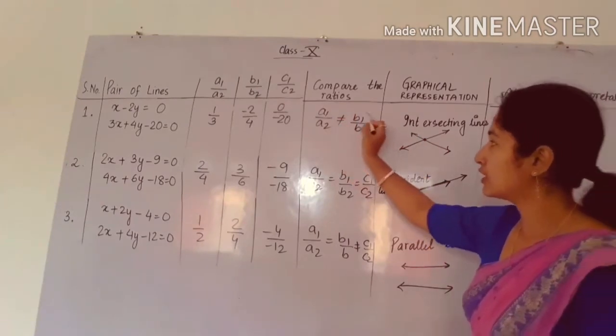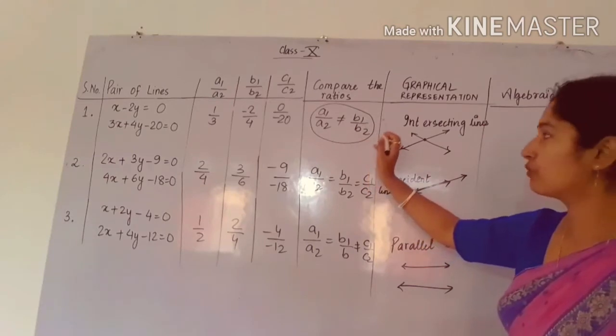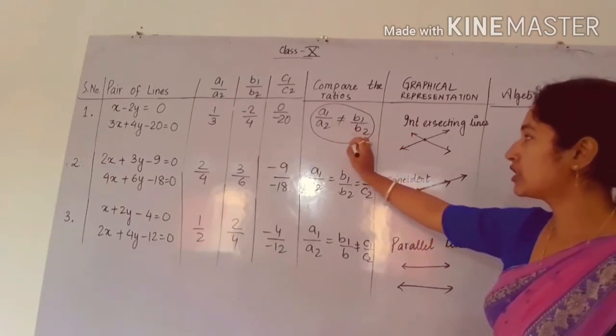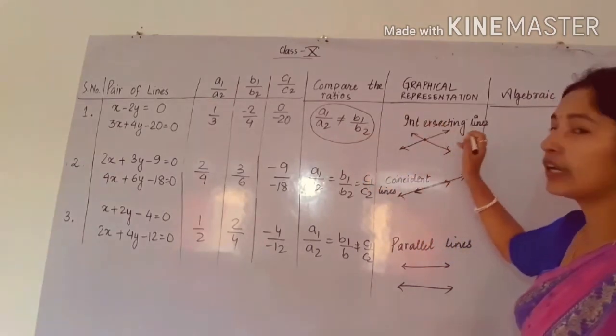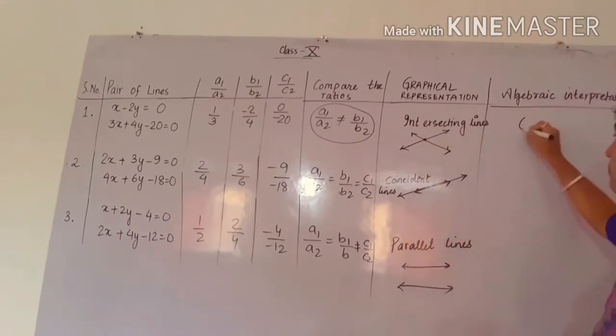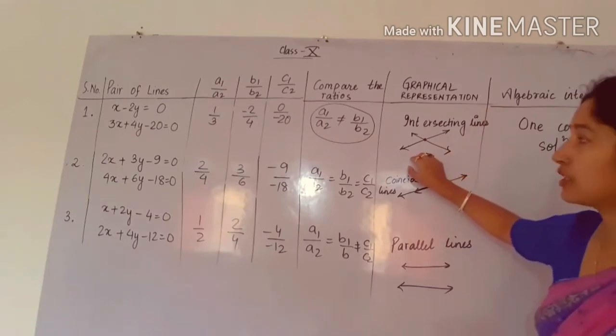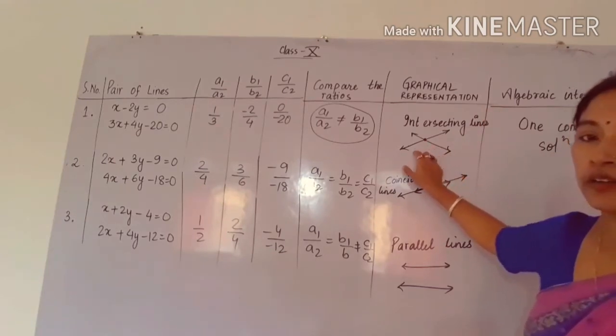So the condition is a1 by a2 is not equal to b1 by b2. Whenever you get this condition, that means the lines will intersect and you will get a common solution. So only one common solution we will get. This is the algebraic representation and this is the graphical representation when we plot it in a graph.